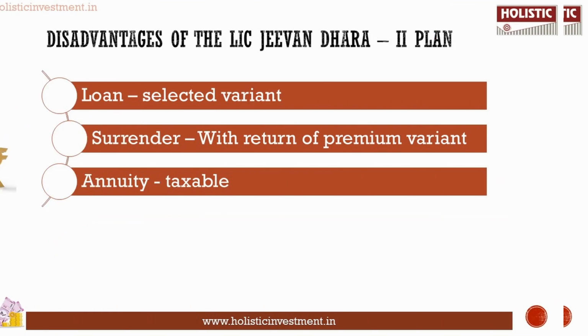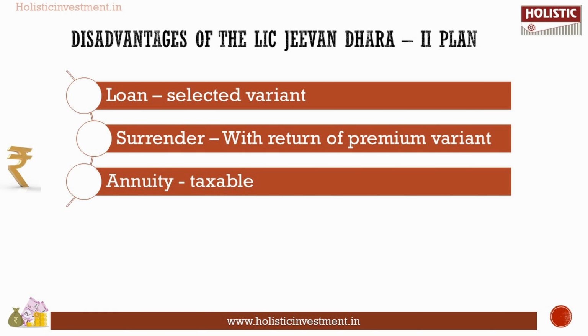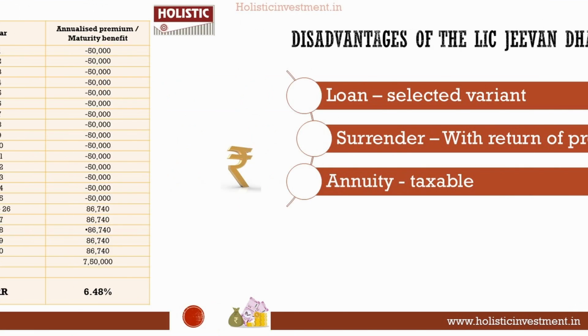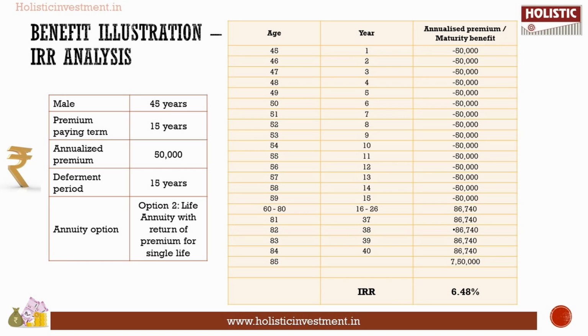Next, disadvantages. The loan option is available only for annuity plans with return of premium option. After the deferment period, surrender shall be allowed only under the annuity option with return of premium. Annuity is fully taxable. LIC Jeevan Dhara 2 has two phases, that is the accumulation phase and distribution phase. You pay a premium for a limited period and then start receiving the annuity.